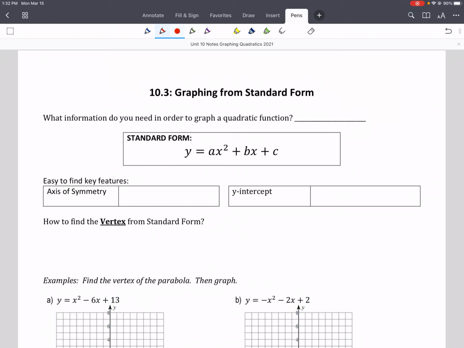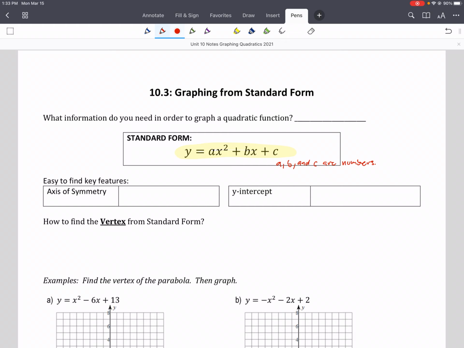10.3, graphing from standard form. All right, so standard form, again, we've talked about this before, is y equals ax squared plus bx plus c, where a, b, and c are just numbers. It could be 1, 3, -7, it could be any number. We'll always be talking about integers. Those are like whole numbers, like 1 or 7, no decimals, no fractions.